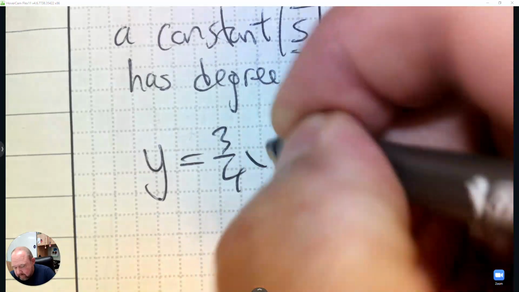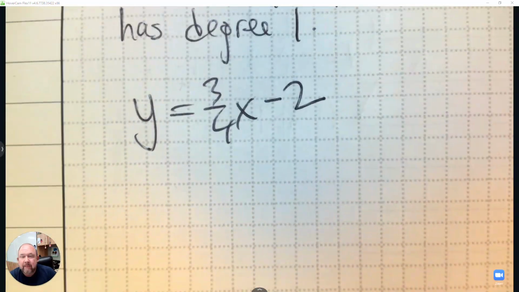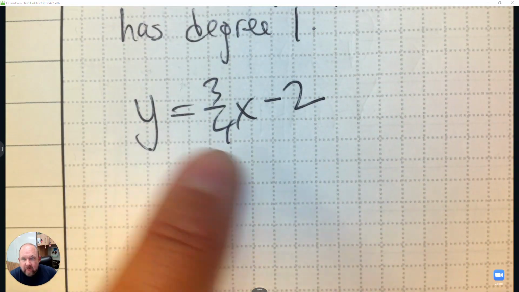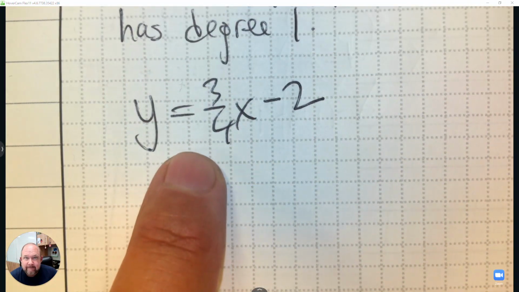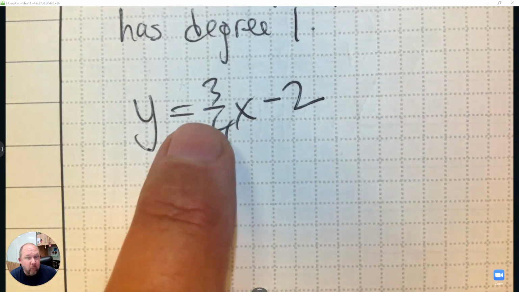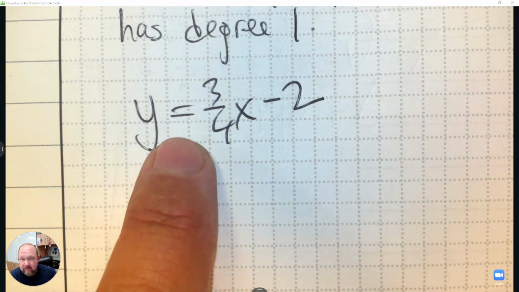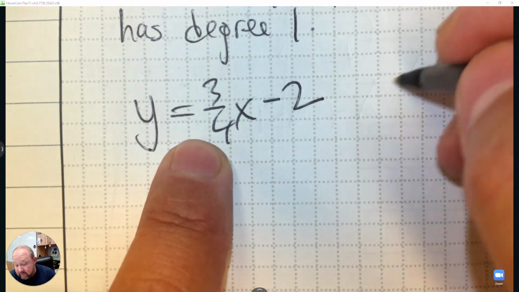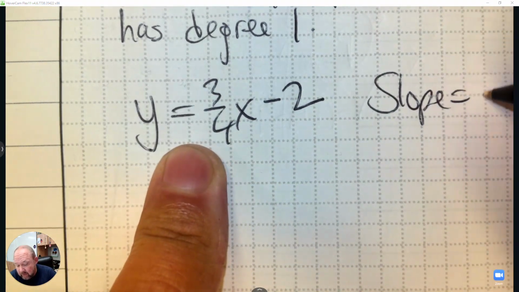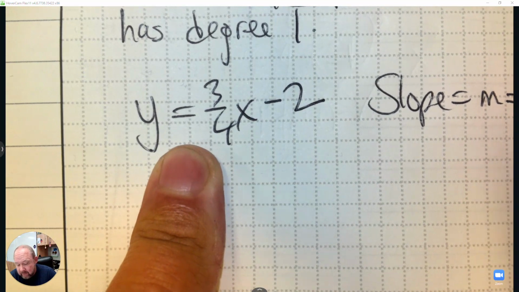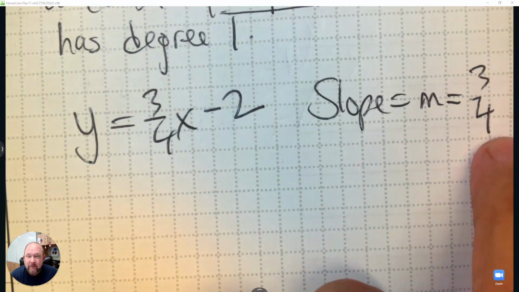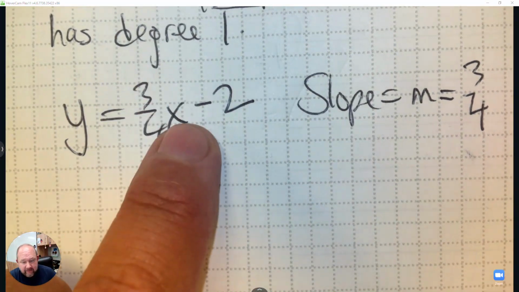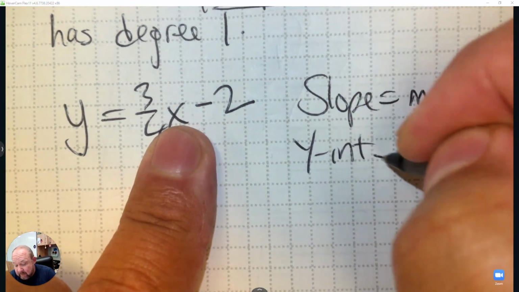Now, if I have an equation and I want to graph it, I need to understand the form that it's in and what information it gives me. So y equals 3/4 x subtract 2. 3/4 represents the slope. The letter we often use for slope is m, so I'm going to write that down, m is 3/4. The number by itself without the x is called the y-intercept, and the letter we often use for that is b.